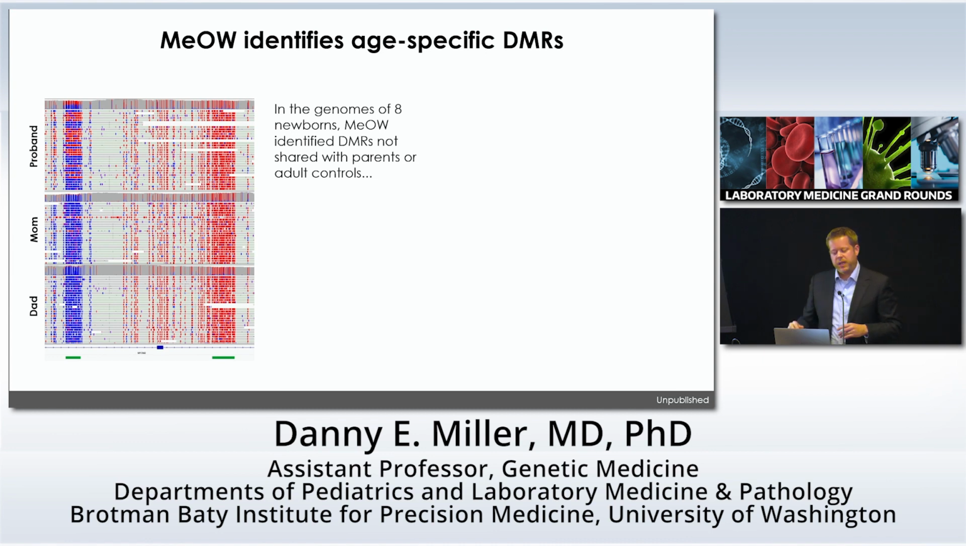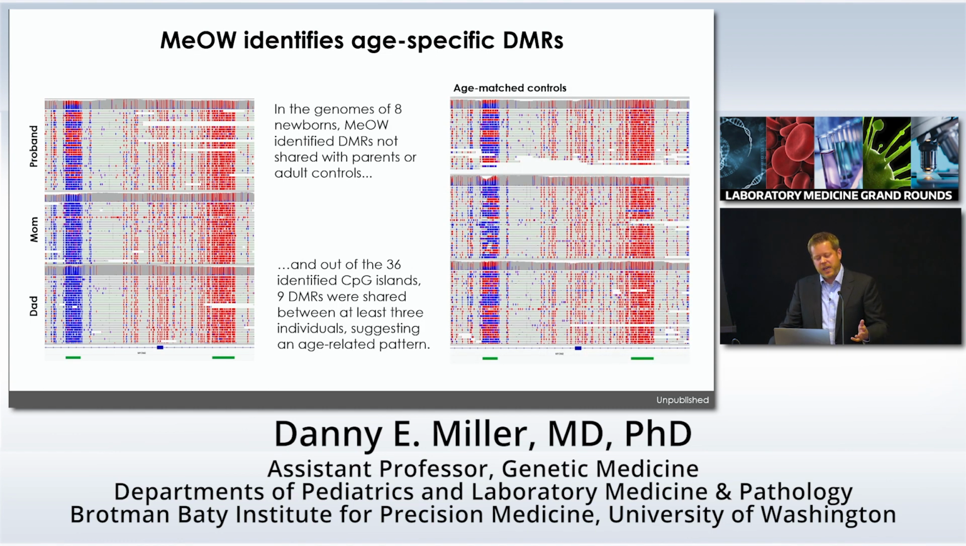And this was flagged by Meow, so it's something that caught our eye. And we thought, oh, this is interesting. Maybe this could help explain the phenotype in this individual. But then we said, these are newborns. Maybe we should compare them to other newborns. And actually what ends up happening is that for age-matched controls, we do see this CpG island that's about 50% methylated in other neonates.